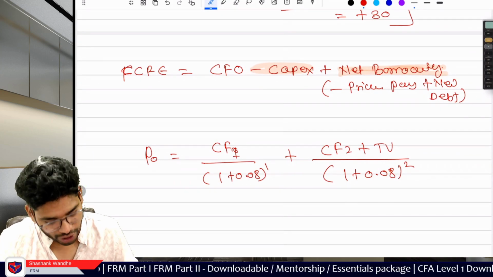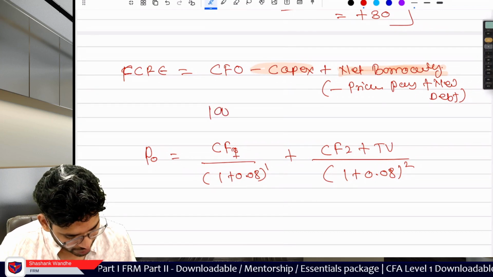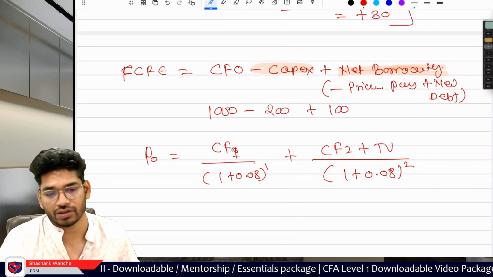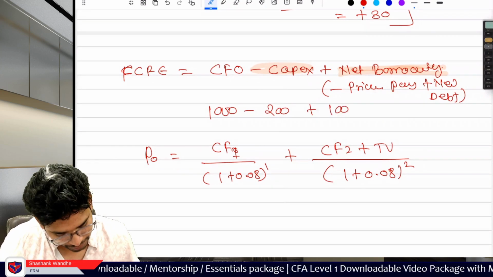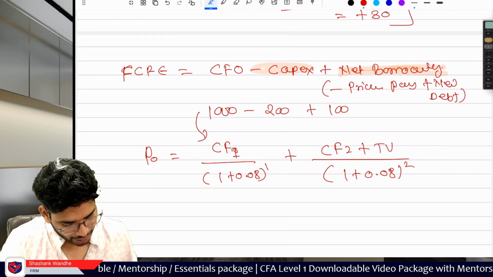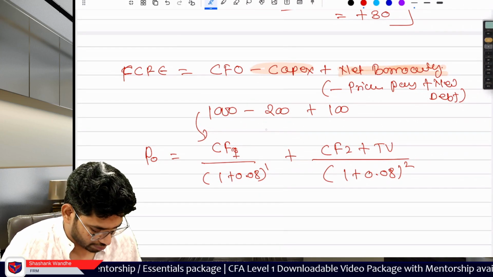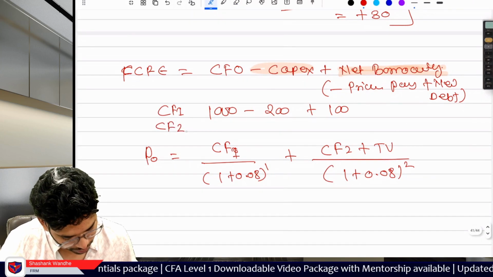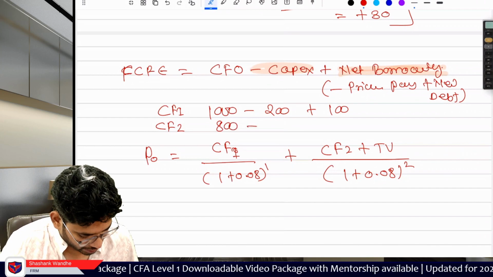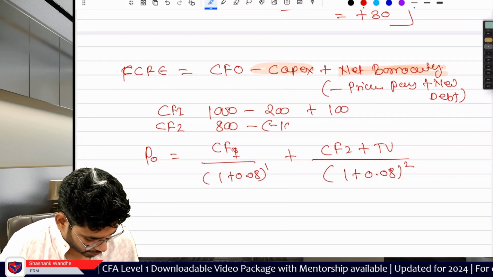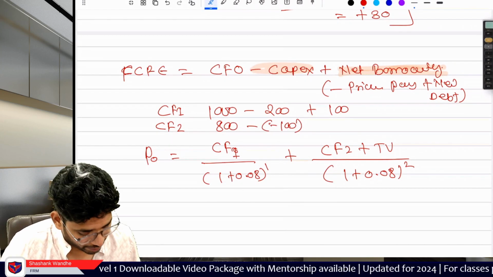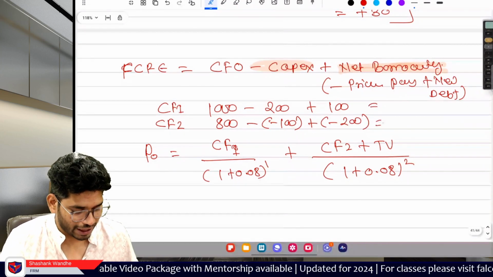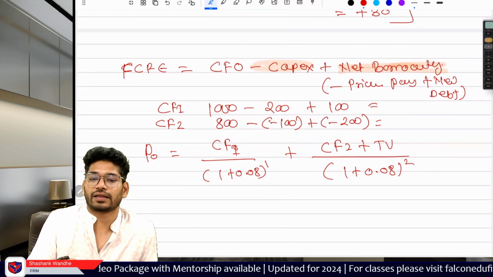Here, if you want an illustration for your understanding, let's say the cash flow from the operations is 1,200, the capex is 200, and net borrowing is 100. Simply solve this, whatever is the answer, put it in as CF1. And then for CF2, let's say cash flow is 800, minus 100. Here we have a sale. Okay, remember, like this. So you have cash flow 1, cash flow 2.